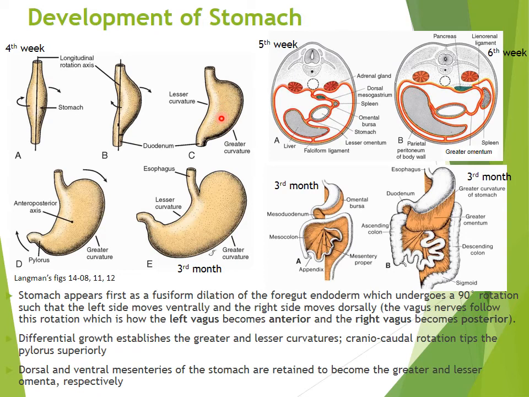And so, as you know, this is supplied by the vagus nerve. The left vagus nerve, along with its surface, as it moves towards the ventral side, becomes the anterior vagal trunk, and the right vagus nerve becomes the posterior vagal trunk as it moves along with its surface dorsally.